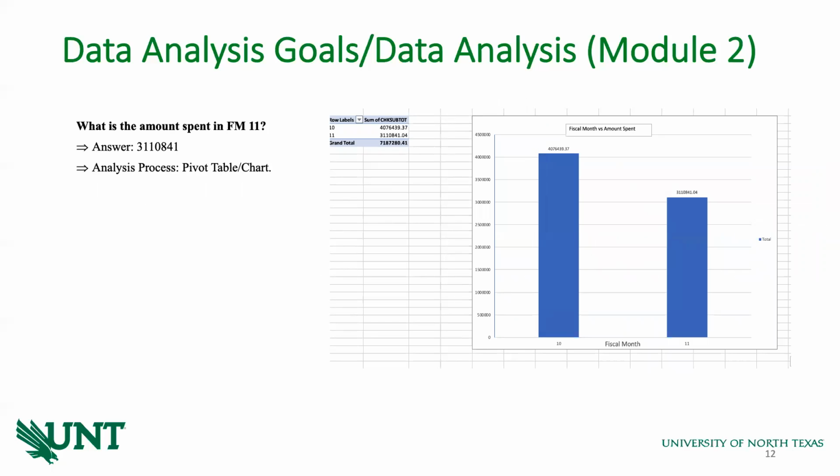And here we're trying to find the amount spent in fiscal month 11. We drew the pivot table over here as well and the pivot chart. From here, we see that the total on fiscal month 11 is 3110841.